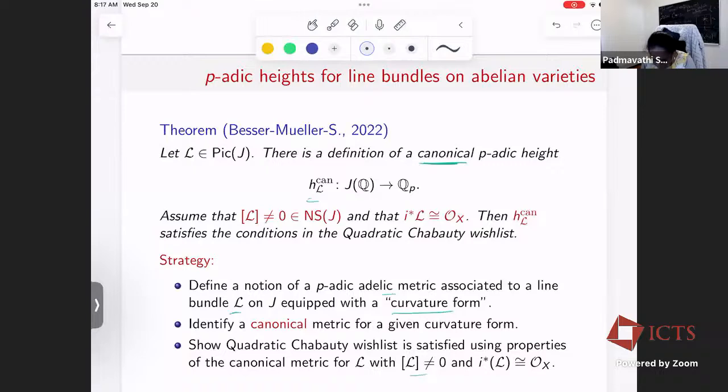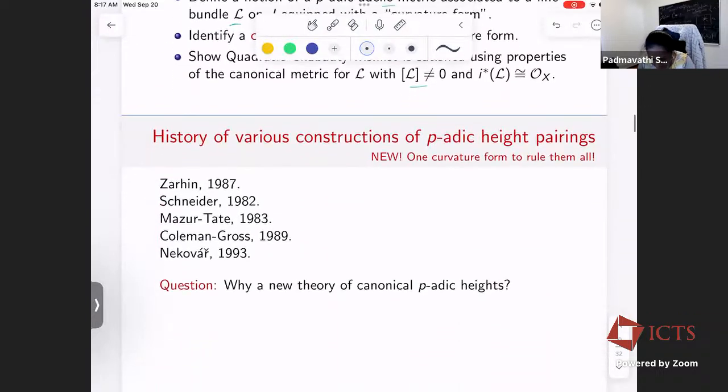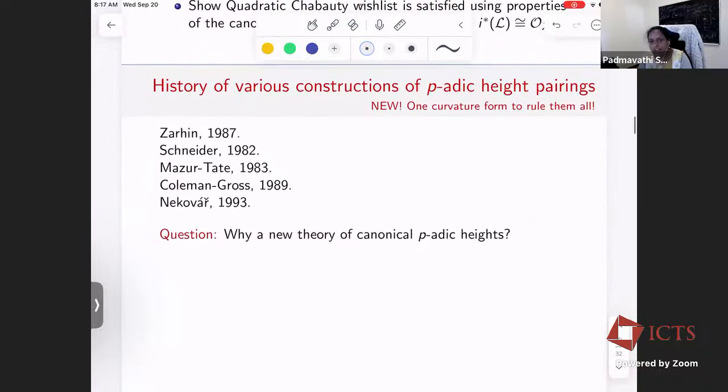I just want to say, like you probably heard in the series of lectures, that there are many other constructions of p-adic heights already in the literature. The Coleman-Gross height probably showed up a couple of times in the lecture series, and probably also the Nekovář height, but there are also constructions due to Zarhin, Schneider, Mazur-Tate, and so on. So you might ask, why build yet another theory of p-adic heights?